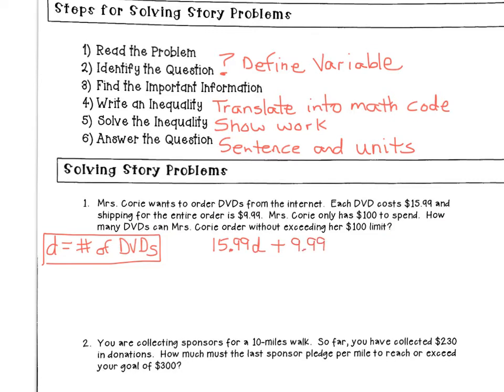Now, she can't go over $100. She can only spend up to $100. So what she spends on the DVDs and the shipping has to stay less than or equal to $100. She cannot go over her $100 limit. Okay, so that's my inequality right there. That's translating the sentences, the story, into math code. Now I simplify and solve. Subtract $9.99 from both sides.